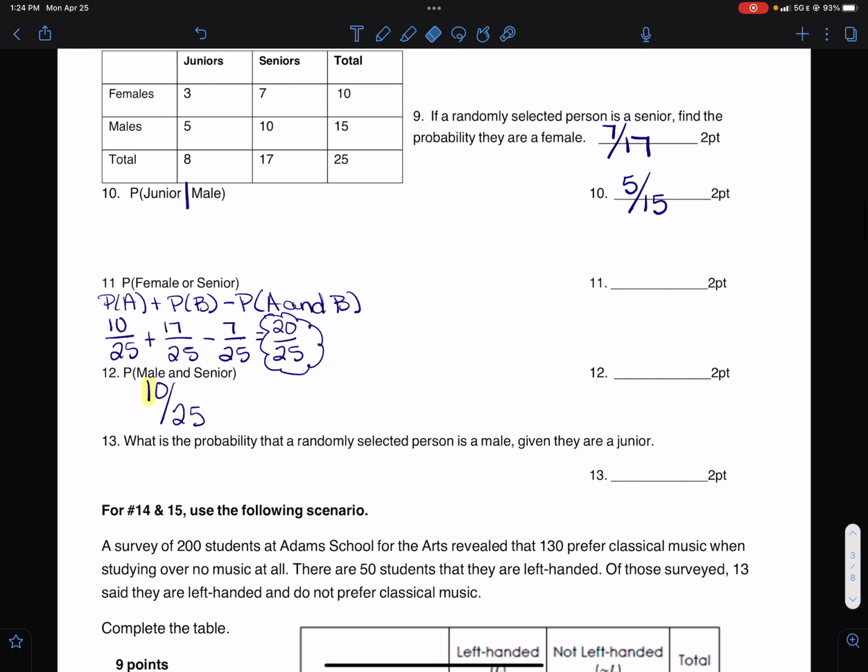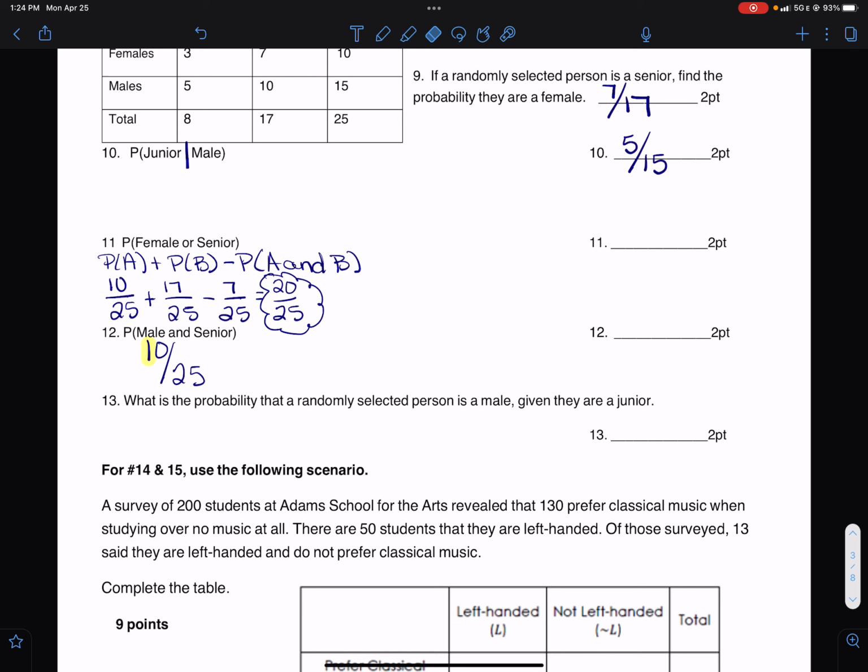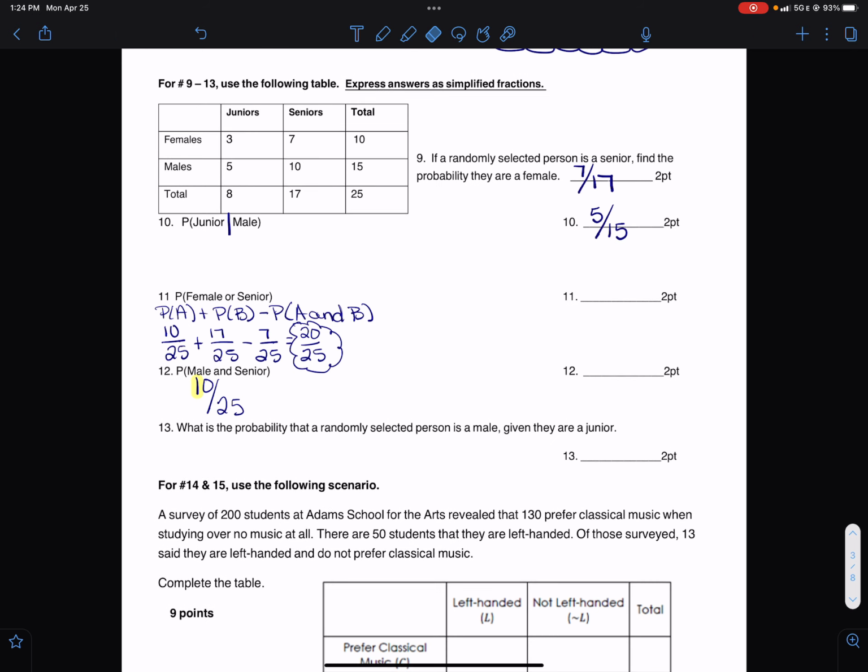Alright, next one. What is the probability that a randomly selected person is male given they are a junior? So these ones here are given this information. So males given out of that column is going to be 5 out of 8.